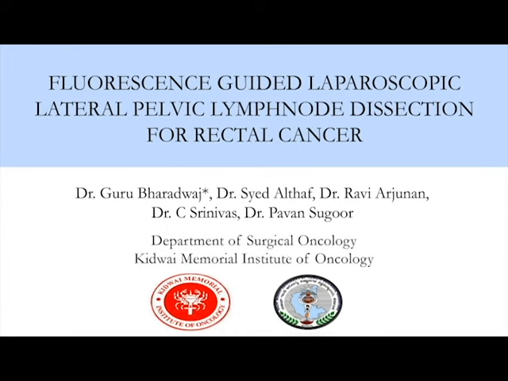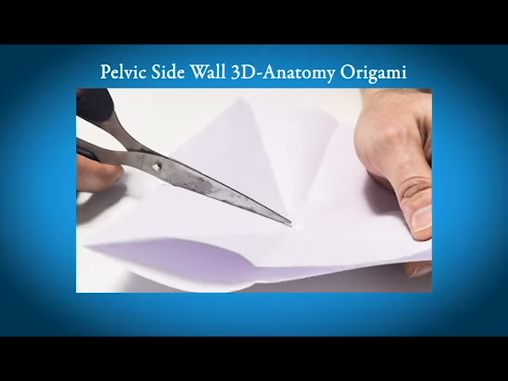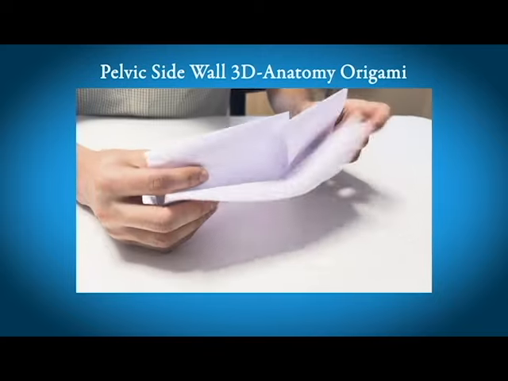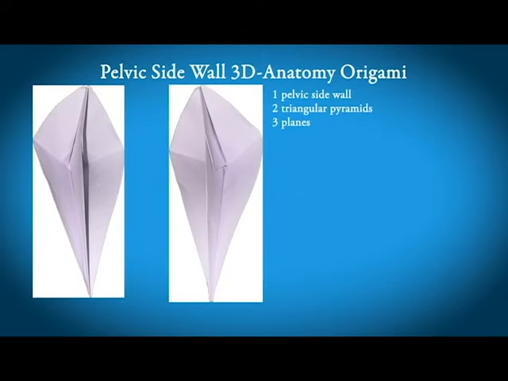We herein describe fluorescence guided laparoscopic lateral pelvic node dissection for carcinoma rectum. Lateral pelvic lymph node dissection is technically challenging because of unfamiliar territory and complex vascular anatomy. The surgery can be made easier by visualizing the pelvic side wall as a 3D compartment.